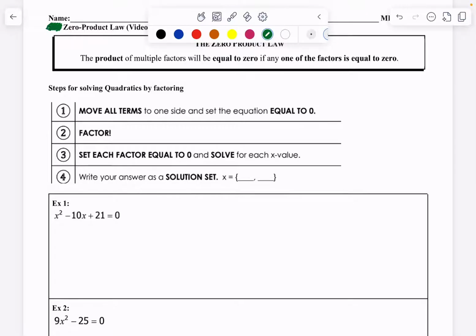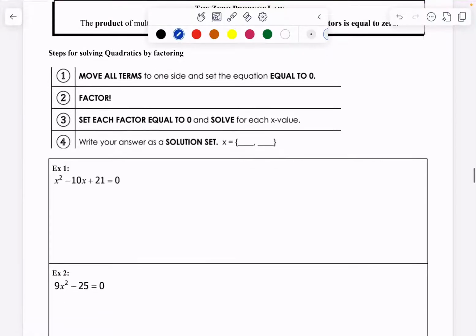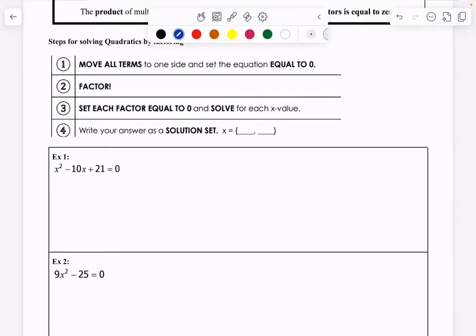So first step is to make sure that we move everything equal to zero. So for equation 1, we don't really have to do that. And then we go on to factoring. So the first step of factoring for this one is making sure we label our ABC. So our A is equal to 1, B is equal to negative 10, and C is equal to 21.